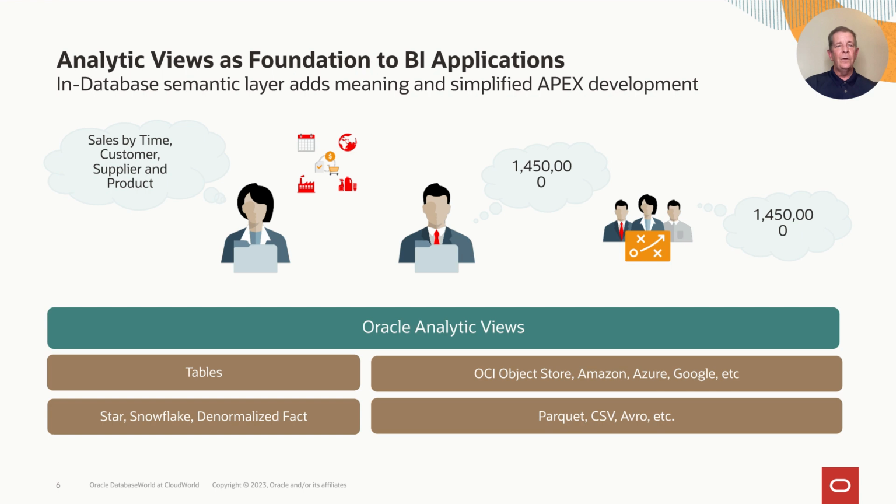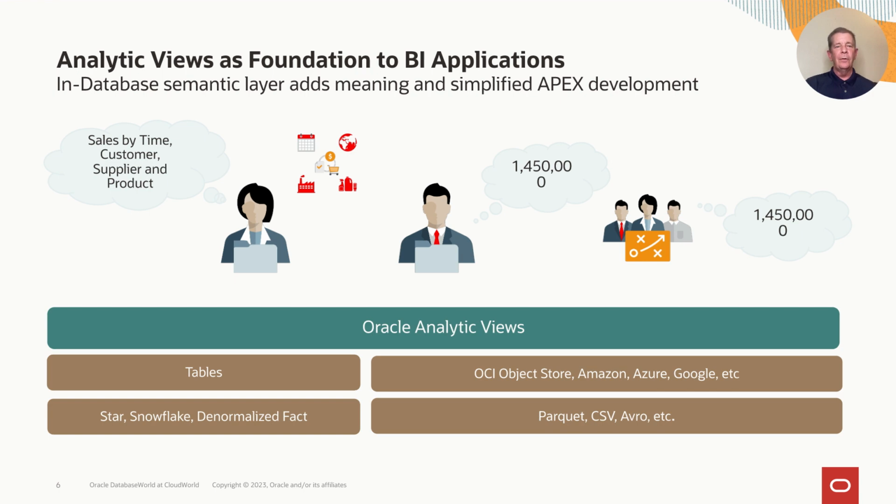An analytic view will include everything you need to map to the physical layers. So maybe local tables or external tables over object stores, different styles of schemas, stars, snowflakes, denormalized facts, things like that. You're going to layer analytic views over all of this. And your applications aren't going to see the tables, they're going to see the analytic views. So you have one easy to query object instead of a whole pile of things.